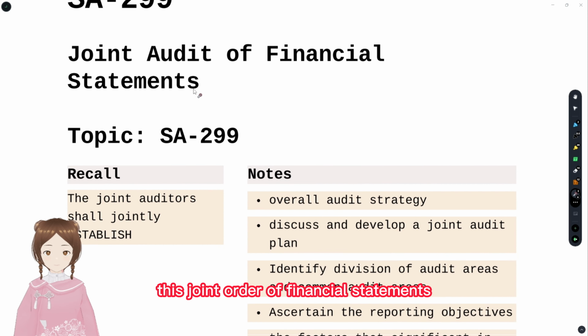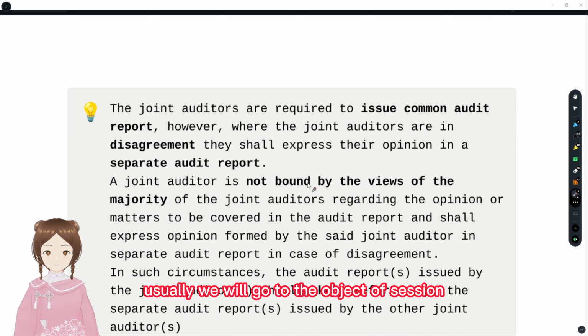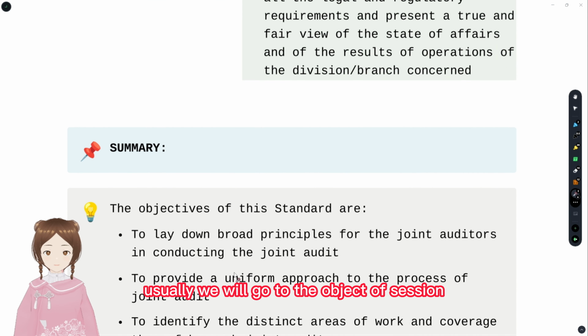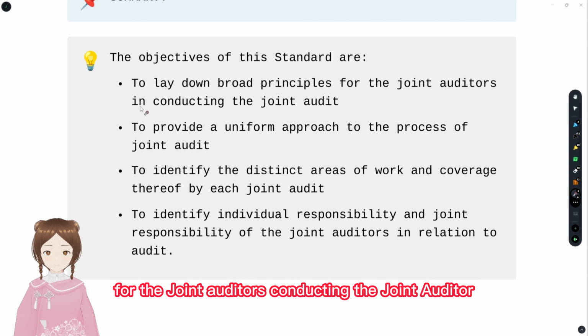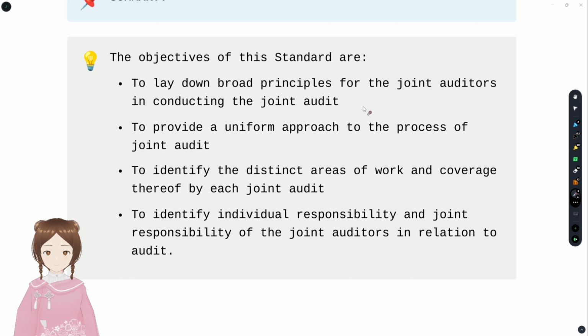We are going to discuss SA 299, Joint Audit of Financial Statements. First of all, usually we'll go to the objective section where we could get a brief overview or outline of the standard, what it is talking about. The objectives of this standard are to lay down broad principles for the joint auditors conducting the joint audit. Who are joint auditors? When two or more audit firms are working for a single entity or a single set of financial statements, those are joint auditors. And such an engagement is known as a joint audit.